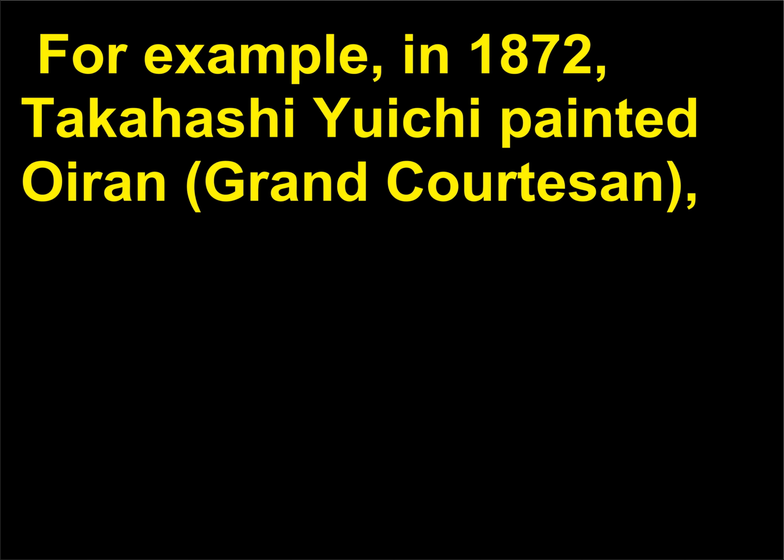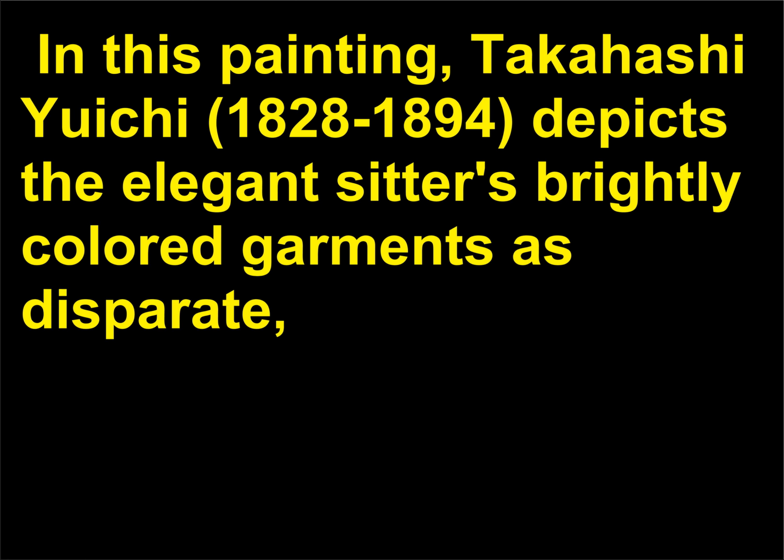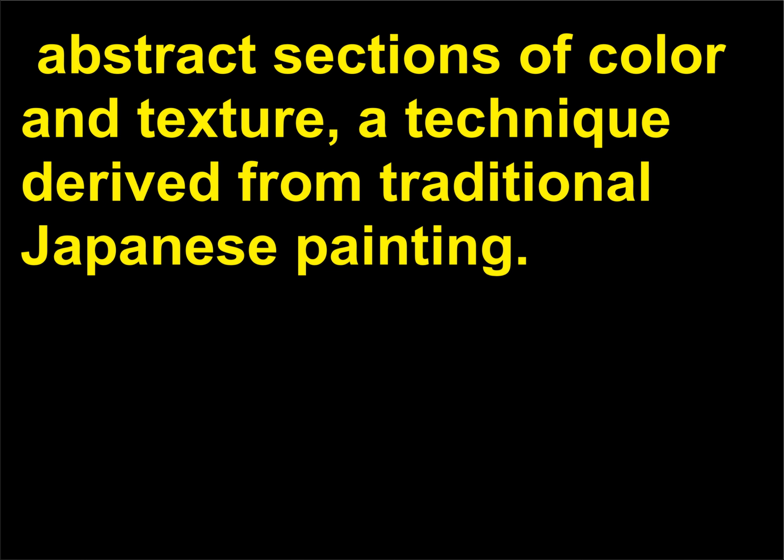For example, in 1872, Takahashi Yuichi painted Oiran, Grand Courtesan, a Western-style portrait painted in oil, but that incorporates patterns and colors used in ukiyo-e paintings. In this painting, Takahashi Yuichi, 1828 to 1894, depicts the elegant sitter's brightly colored garments as disparate, abstract sections of color and texture, a technique derived from traditional Japanese painting.